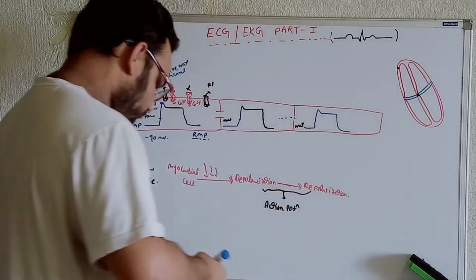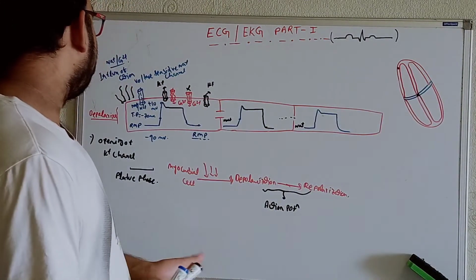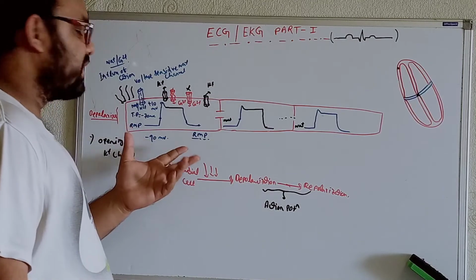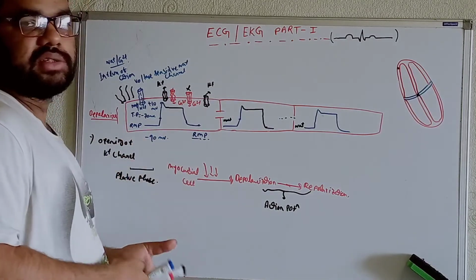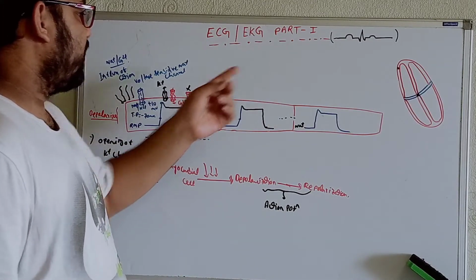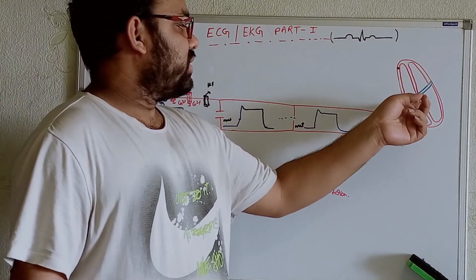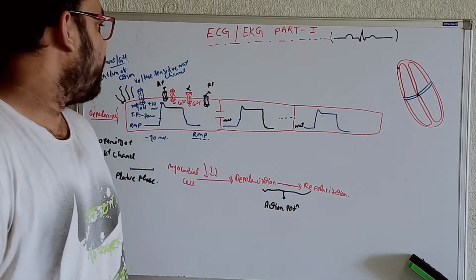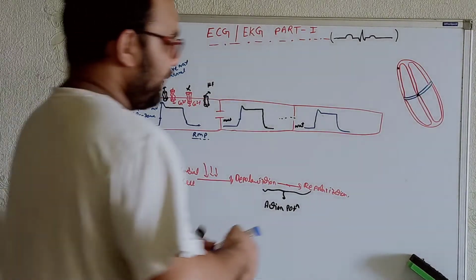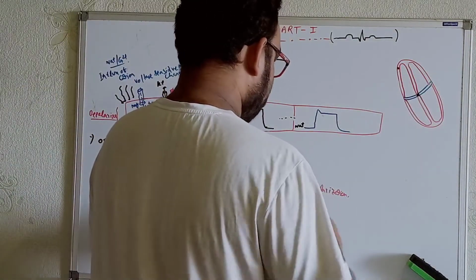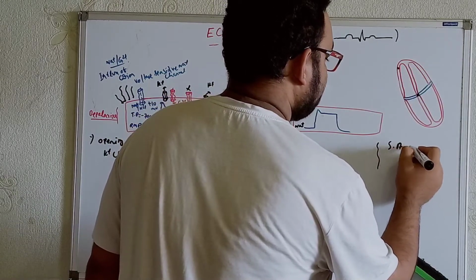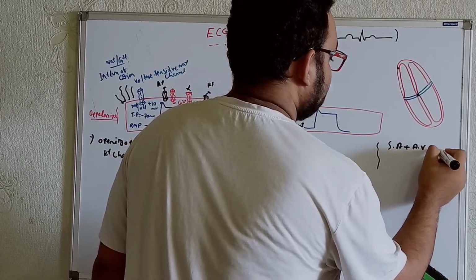So this is the phenomenon of how we get the production of action potentials through the whole heart. We can say from the SA node it will reach to the AV node, and from the AV node it will reach to the bundle of His, then the Purkinje fibers. But one thing you need to know: the SA node and the AV node, I'm writing it over here, SA plus AV node.